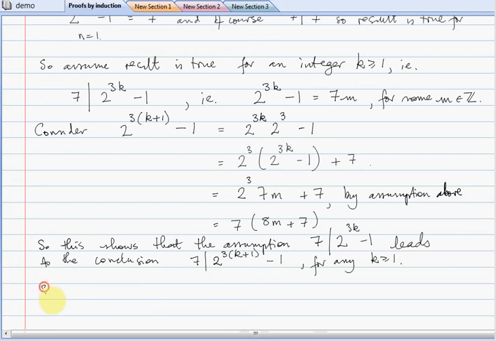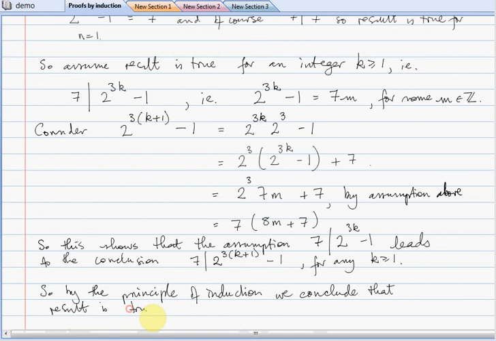So the last thing I need to finish this off is the principle of induction. We just really need to invoke the principle of induction at the end to finish this off. We conclude that the result is true for all integers n greater than or equal to 1.